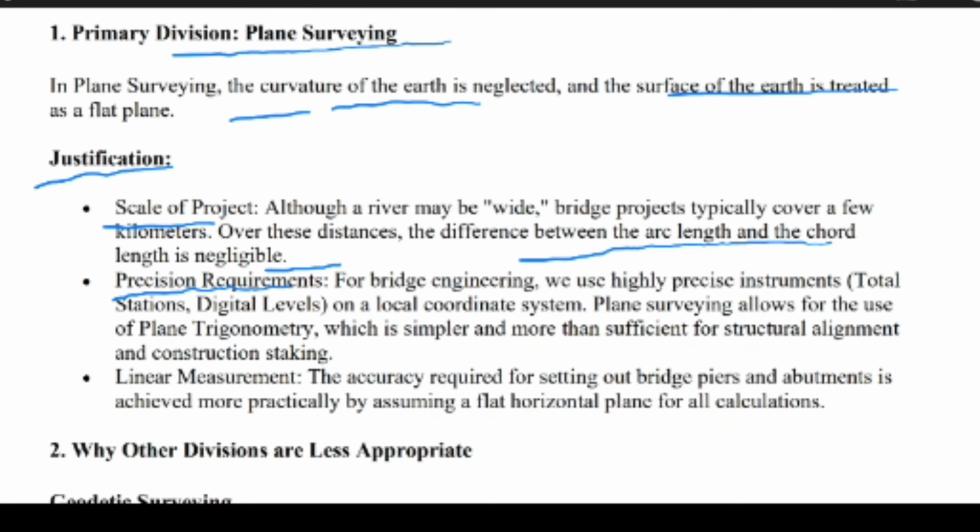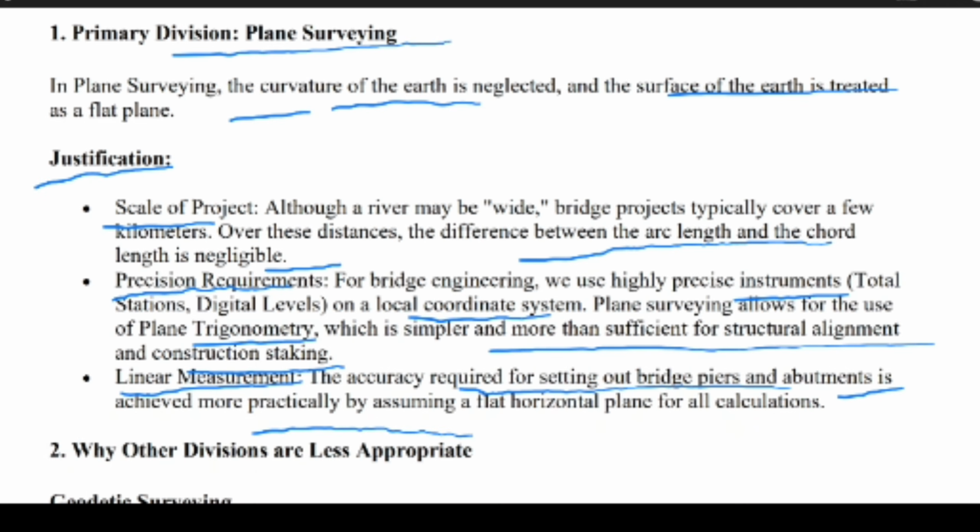The precision requirement means the bridge engineer uses highly precise instruments like a total station and digital level, and the coordinate systems and everything are obtained in the instrument itself. Plane trigonometric survey is sufficient for alignment of bridge construction. In the same way, linear measurements are required for setting bridge piers and abutments, and are achieved more practically in a flat horizontal plane for all the calculations. So plane division is very much required as the primary division.